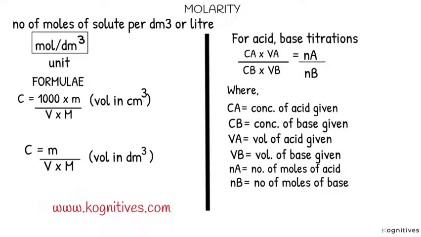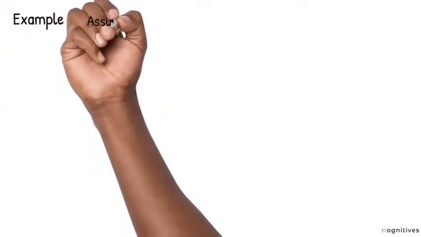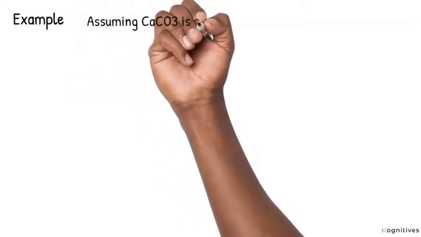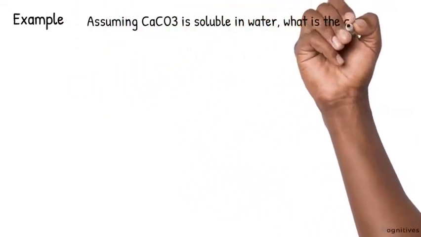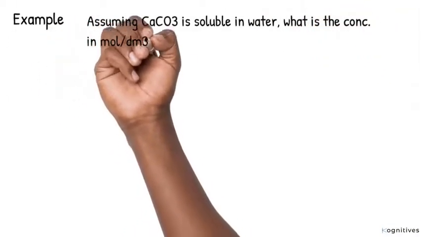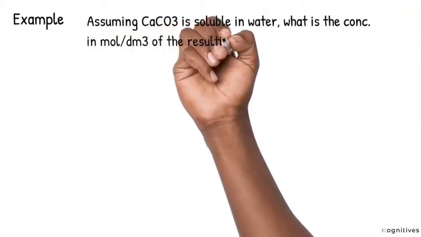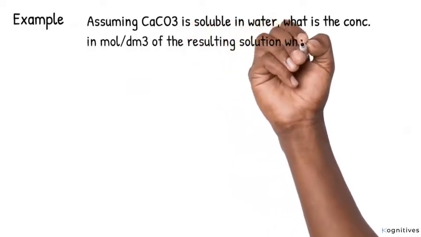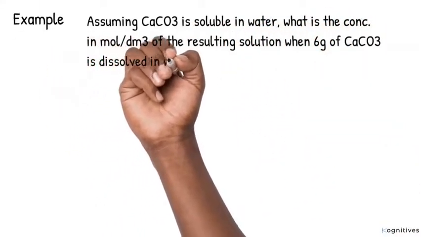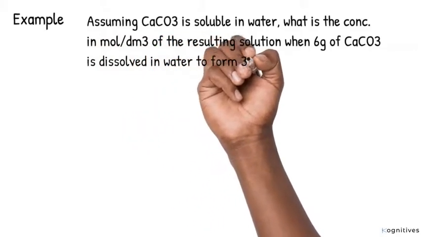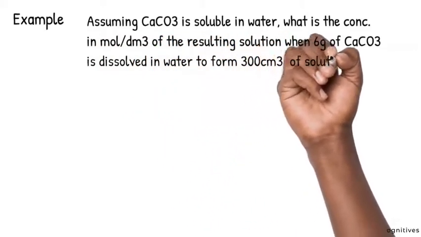Let's put these formulas into practice by solving some questions. Let's take our first example. Assuming CaCO3, or calcium carbonate, is soluble in water, what is the concentration in mole per dm cube of the resulting solution when 6 grams of CaCO3 is dissolved in water to form 300 cm cube of solution?